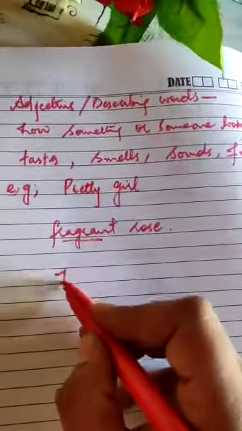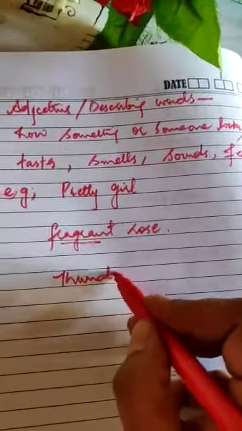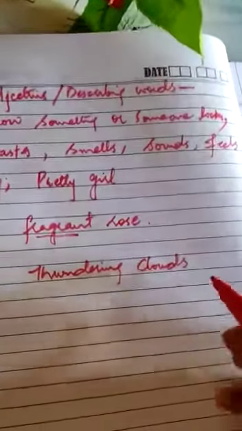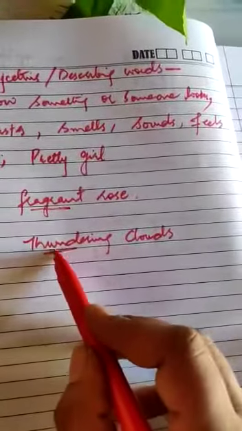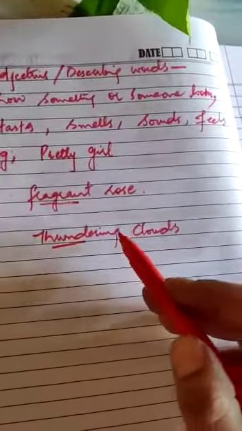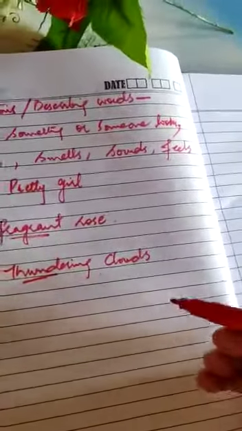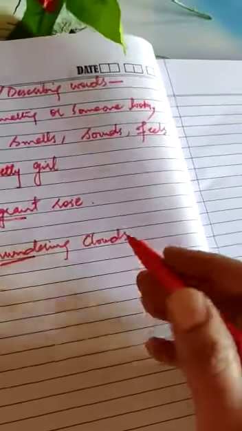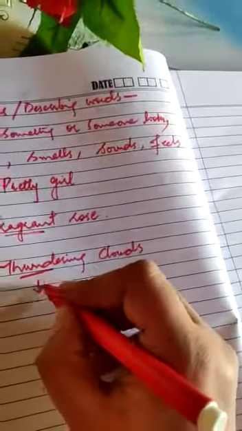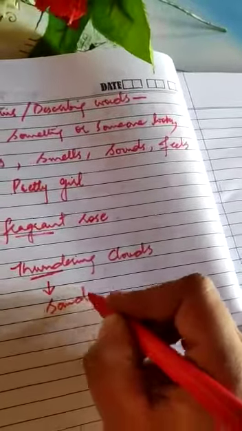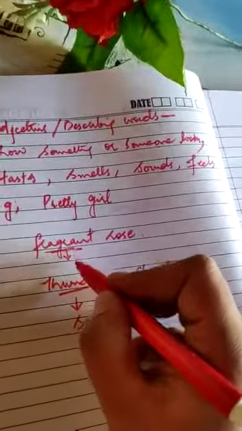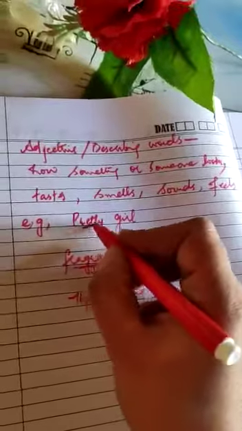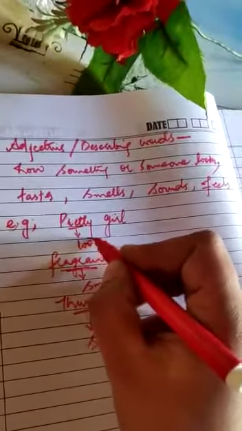Another example we can take: thundering clouds. When clouds thunder, thundering clouds. So thundering is a word and it describes the sound of the clouds. It tells us how clouds sound. It tells us about sound. Fragrant describes smell. And pretty describes looks.